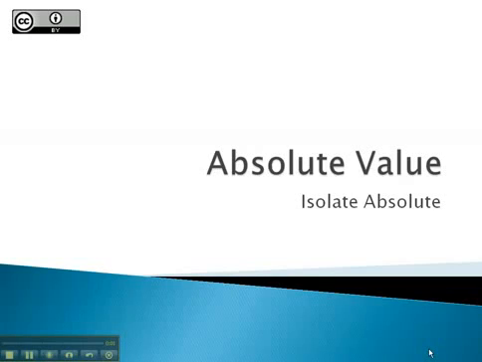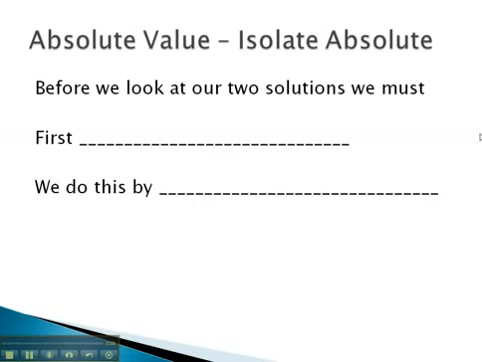In this video, we will continue solving absolute value equations. However, we will find our absolute values have other numbers on that side of the equation. When this happens, before we look at our two solutions, we must first isolate the absolute value. Only after isolating the absolute value can we consider both the positive and negative solutions.